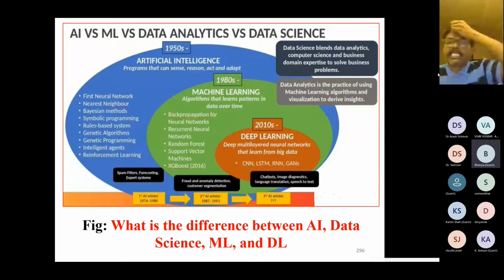Then data science. Data science blends data analytics, computer science, and business domain expertise to solve business problems. Data analytics is the practice of using machine learning algorithms and visualization to derive insights.